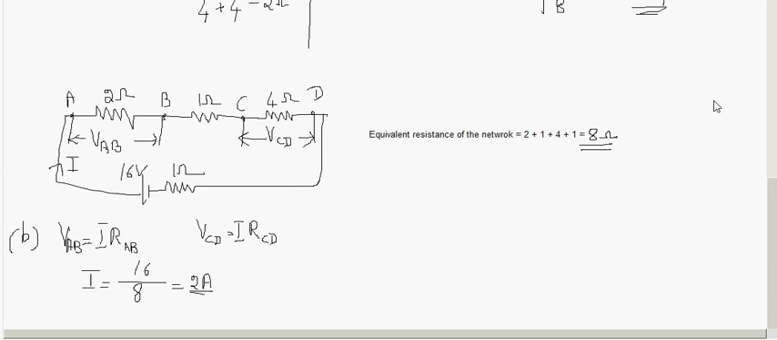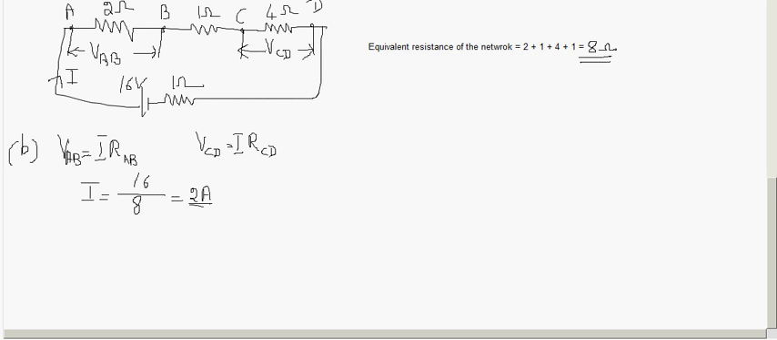Now we know all the values, so find the values of VAB and VCD. VAB is I into RAB, that is 2 into 2, which is 4 volt. Similarly, VCD is I into RCD. I is 2 and RCD is 4. This will give us 8 volt.